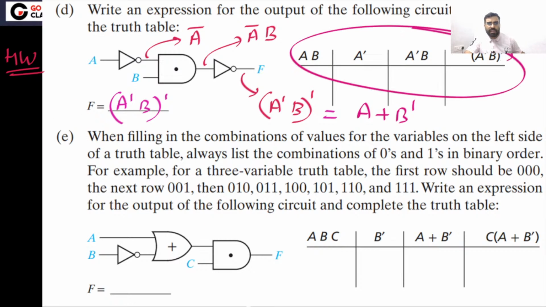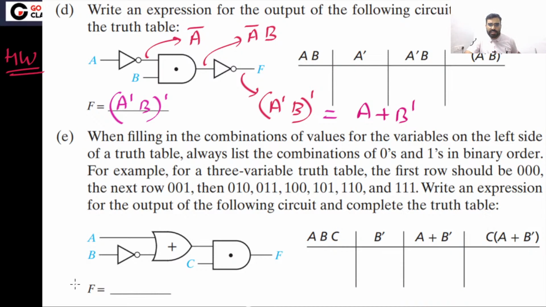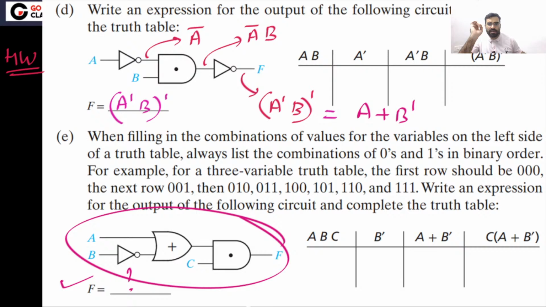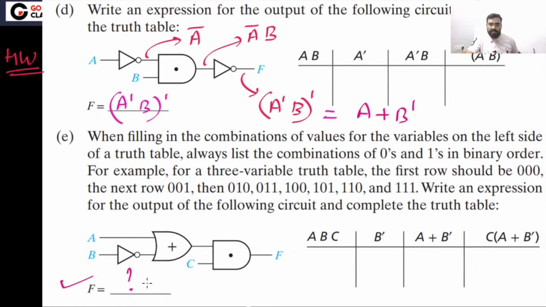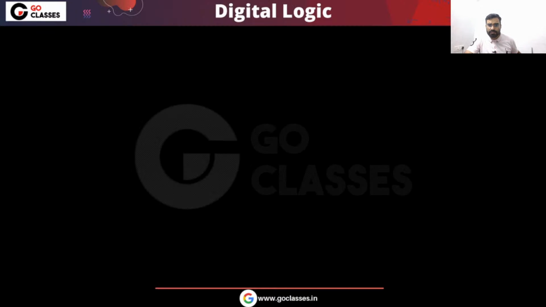This truth table you have to fill out. You can check it out, and this expression you can write. So this question you can take as homework. What is this expression? You can answer in the comments. In the comments you can put what is the function F for this circuit, what is the expression for F.